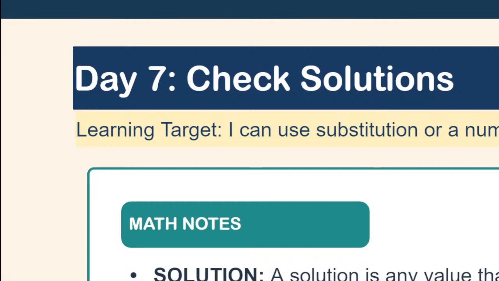Quick tip: add a special touch to the endpoint when the symbol includes equal to. Is 7 a solution to x is less than or equal to 9? Substitute 7: 7 is less than or equal to 9. That demonstrates 7 is a solution.